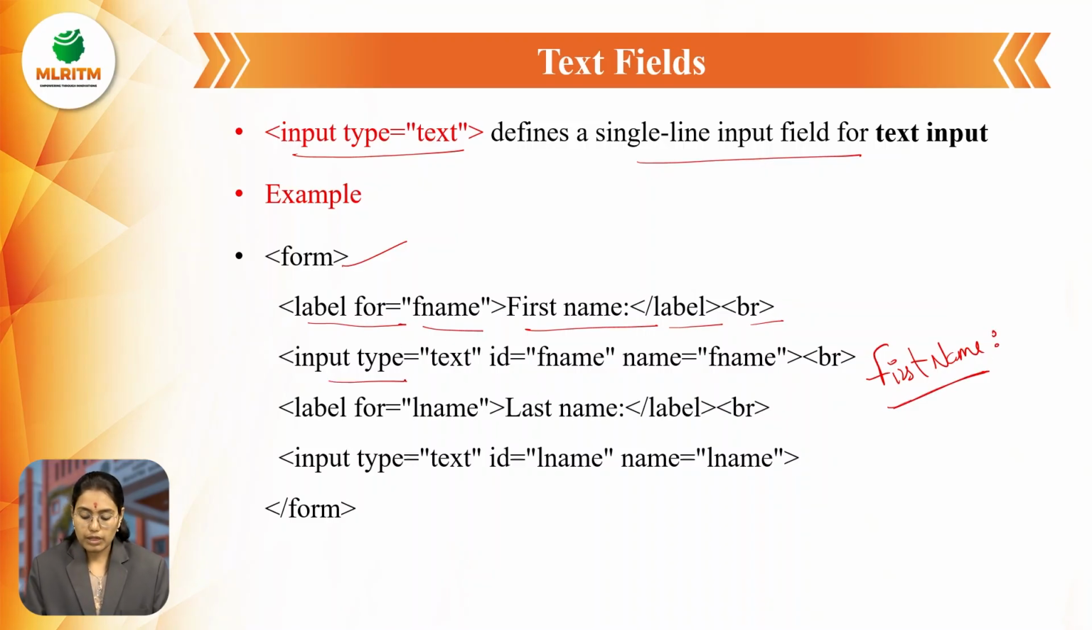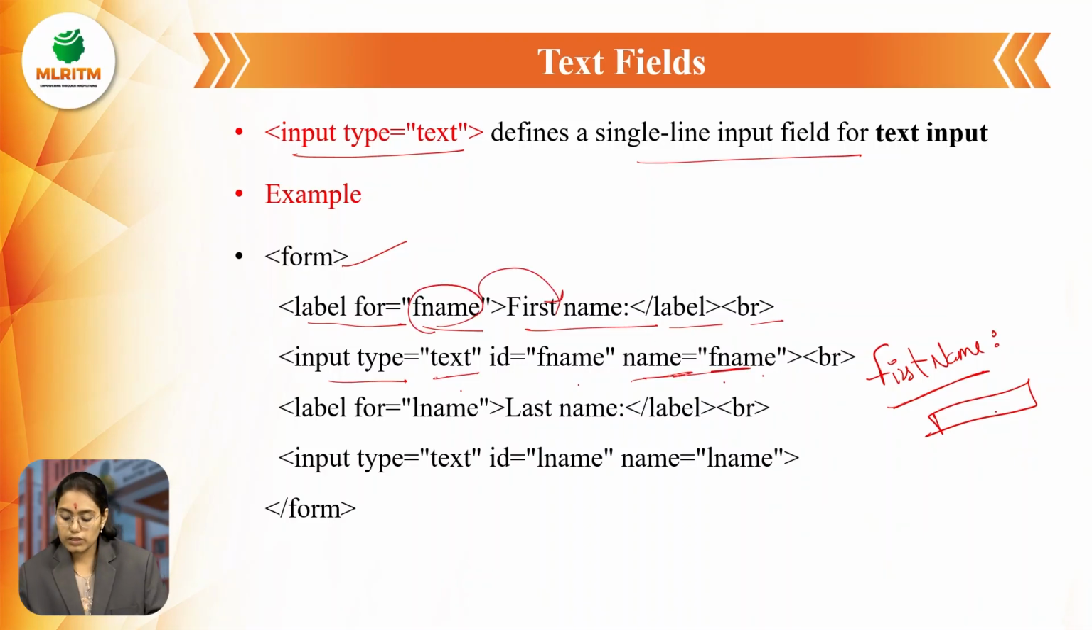Coming to input type, now we have to give the input for first name. So input type equal to text, id equal to fname, and name equal to fname. So this should be text, and fname should be a name. Name equal to fname means, what is the fname we are declaring here?